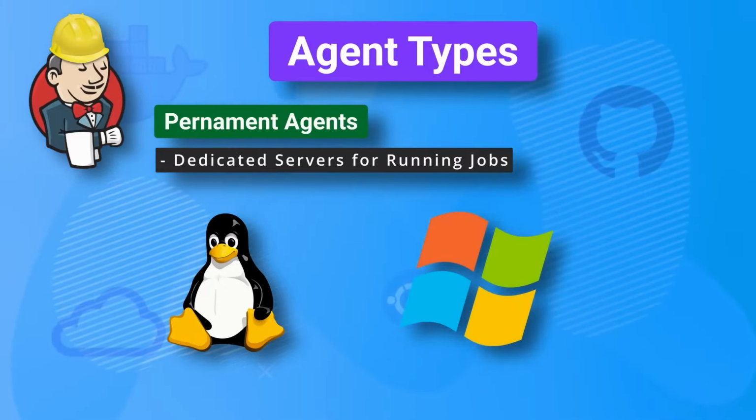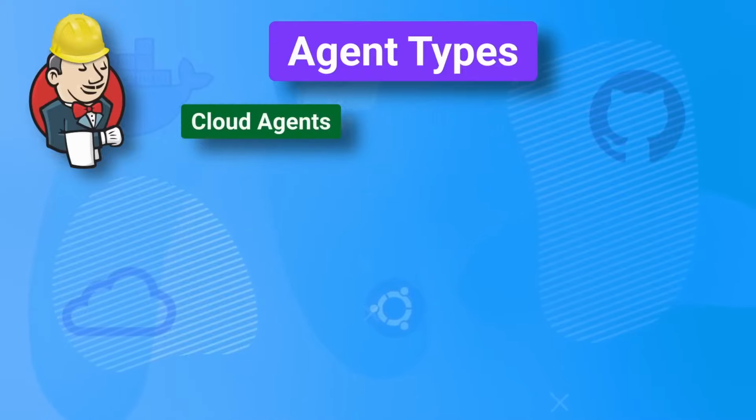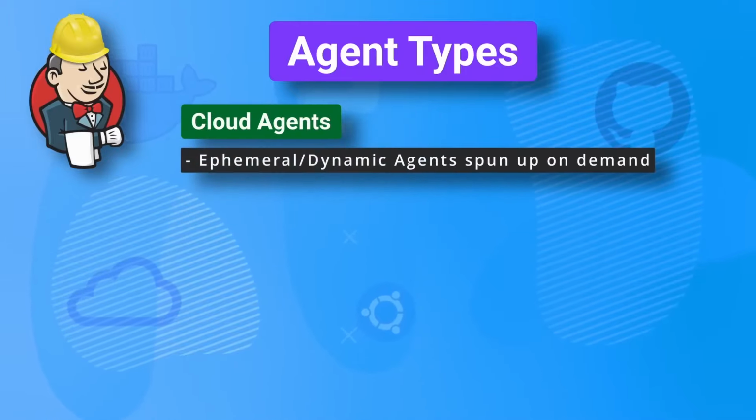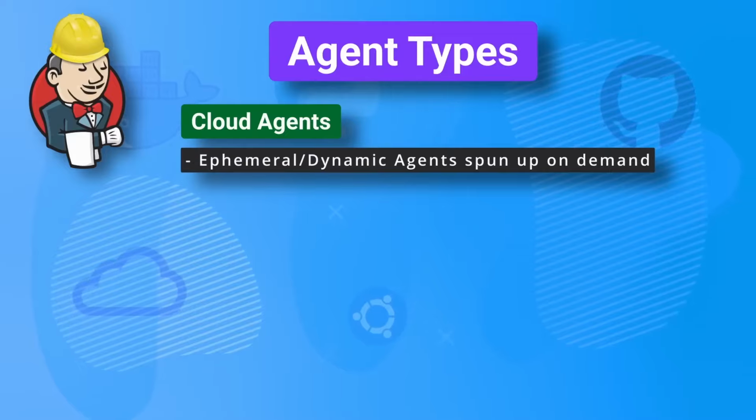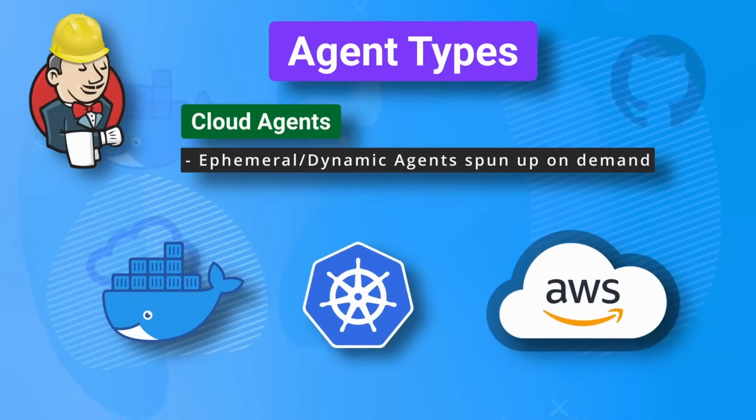So those are permanent agents, but there's another type of agent known as cloud agents, which are a much more popular choice in real-world environments. Some examples of cloud agents are Docker, Kubernetes, and AWS Fleet Manager. In these scenarios, Jenkins can dynamically spin up agents based on the agent templates you configure.